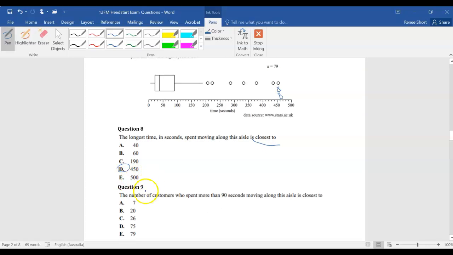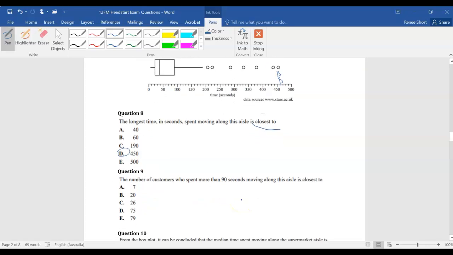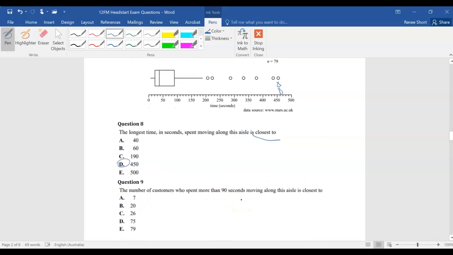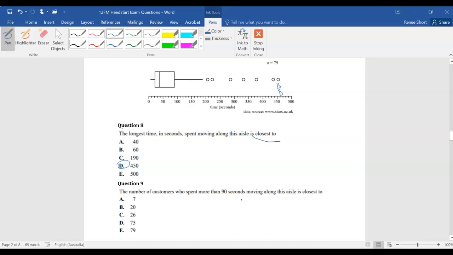Then it says the number of customers who spent more than 90 seconds, sorry, moving along this aisle is closest to. Now, if we look here, this is 90, and I think we can agree that 90 looks like it's approximately the Q3 value. Remember then that each part of the box and whisker plot represents 25% of the data. So we're saying 25% is greater than 90 seconds.